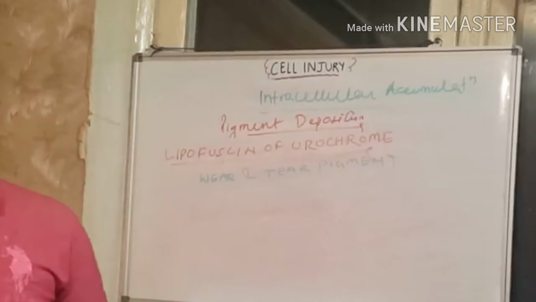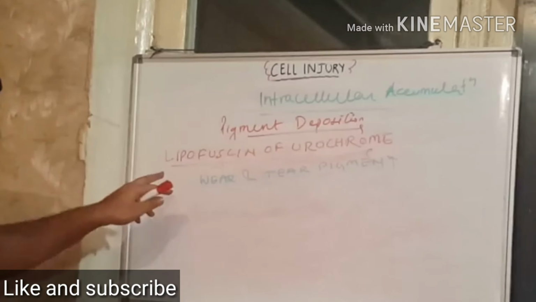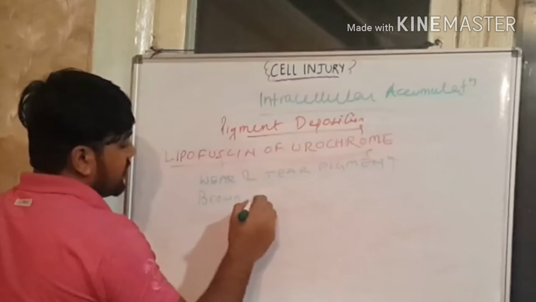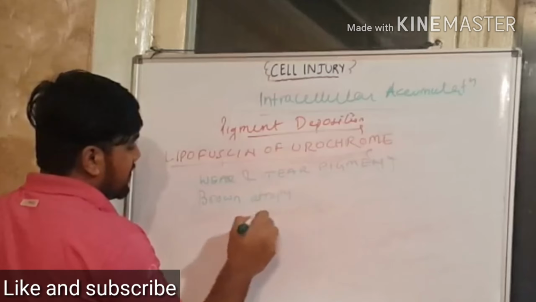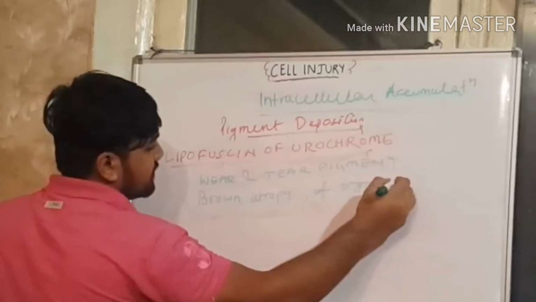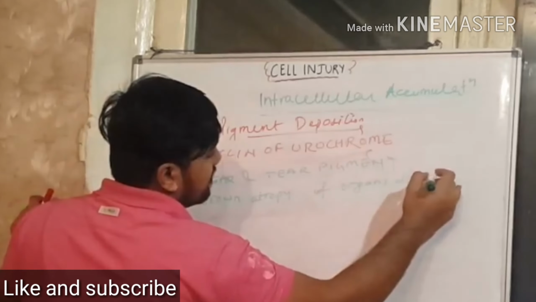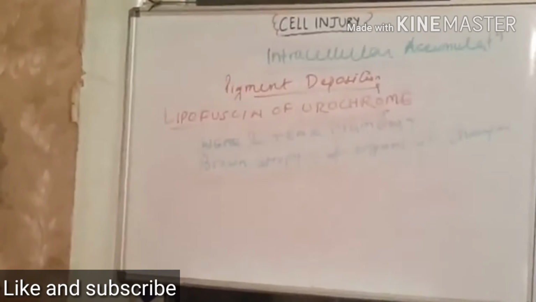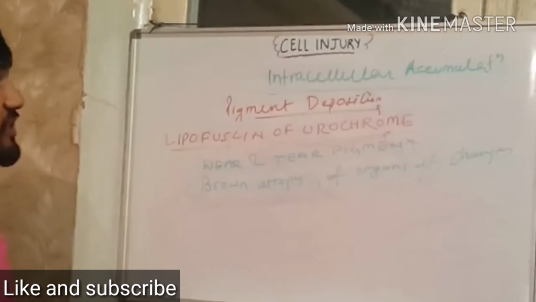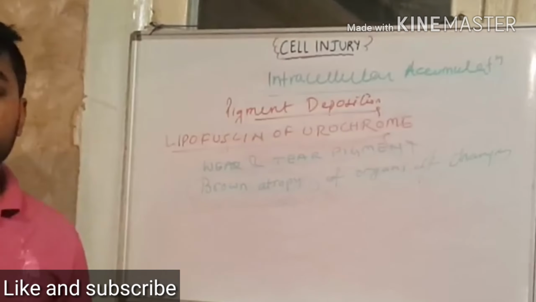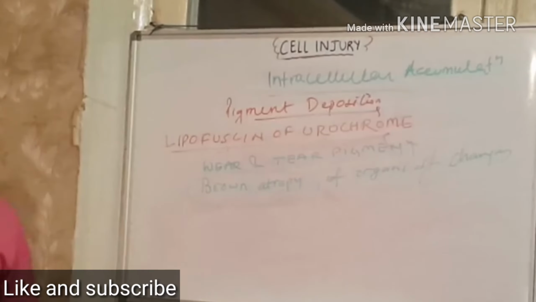Lipofuscin is also known as wear and tear pigment. Because of lipofuscin, there is brown atrophy of organs due to aging. The accumulation of these pigments is an indication of aging. So brown atrophy of organs is due to lipofuscin.